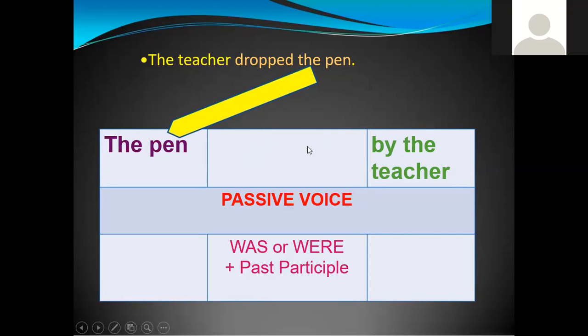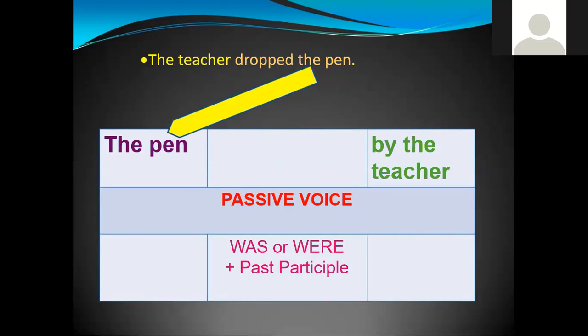Dropped. But very good, Senia. Dropped. Very good. But for passive voice, we need was or were. Were. Okay, so what are we dropped? Excellent, very good. Was dropped.